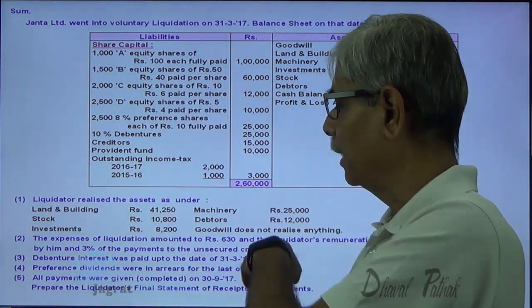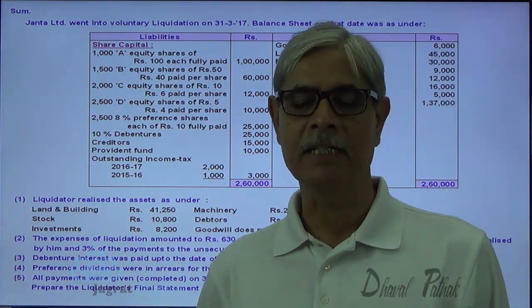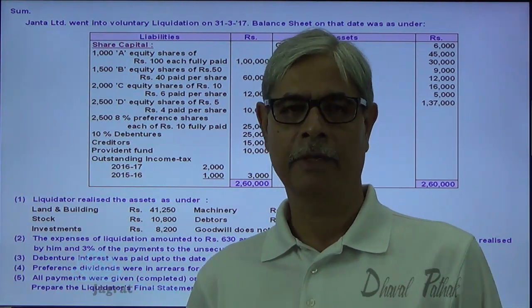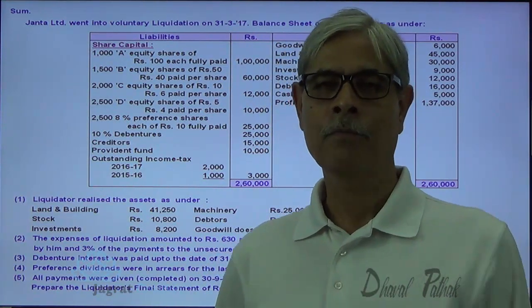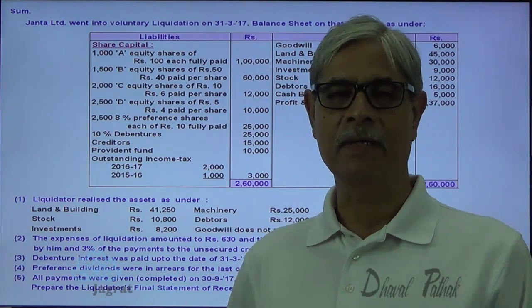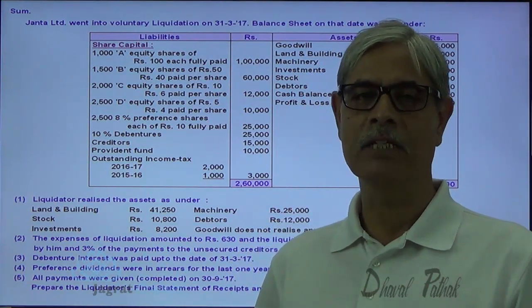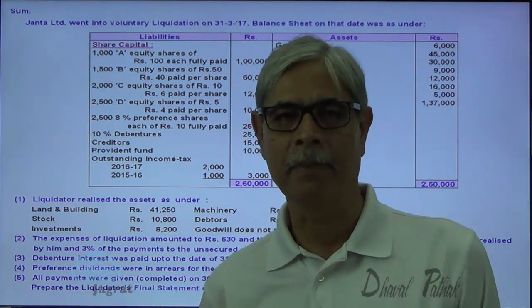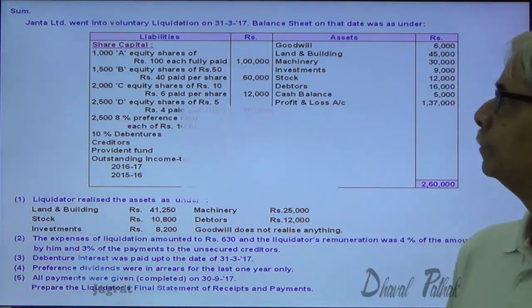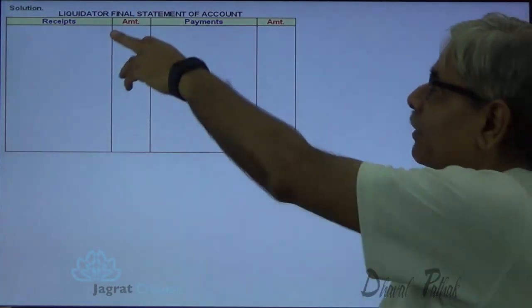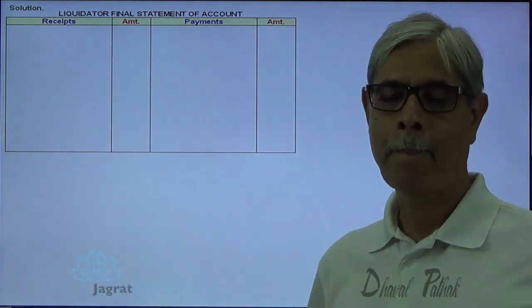I am required to prepare the liquidator's final statement of receipts and payments. It is like a cash book or bank book. It is bifurcated into two sides: one side is known as the receipt side, the second side is known as the payment side, but it is a statement. Remember, it is not an account. So, the liquidator's final receipts and payments.